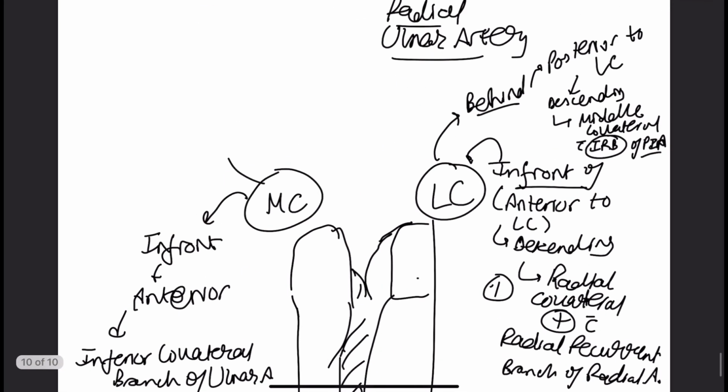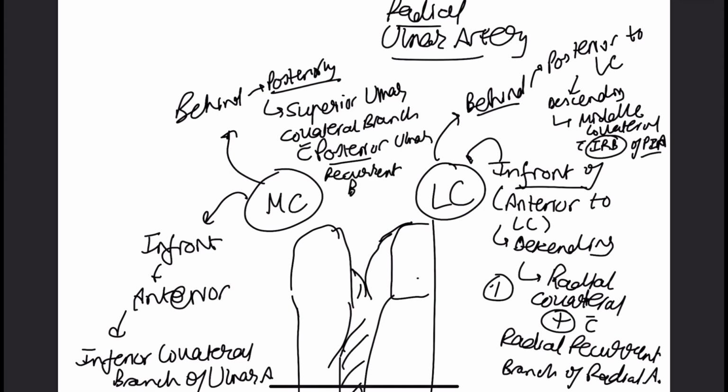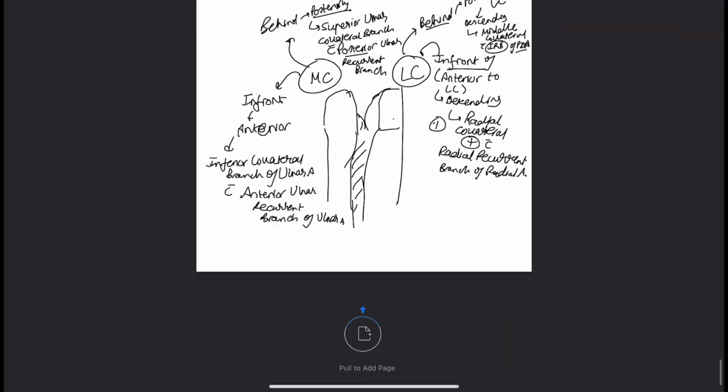And behind, that is posterior to the medial epicondyle of the humerus, the superior ulnar collateral branch of the brachial artery anastomoses with the posterior ulnar recurrent branch. Okay, so this completes your anastomosis around the elbow joint.